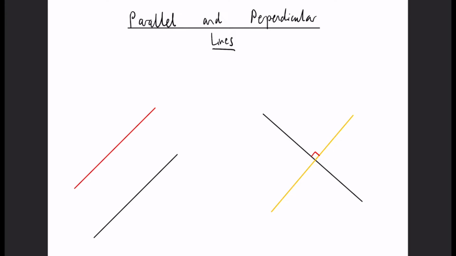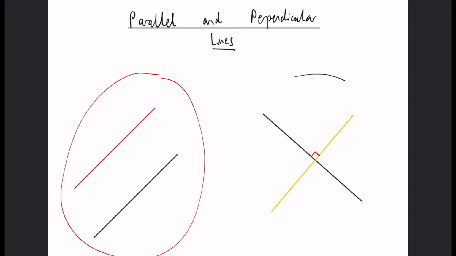Now parallel lines are like train tracks. So they never meet and they always go alongside each other. Perpendicular lines, on the other hand, meet at right angles. They almost make a perfect cross.